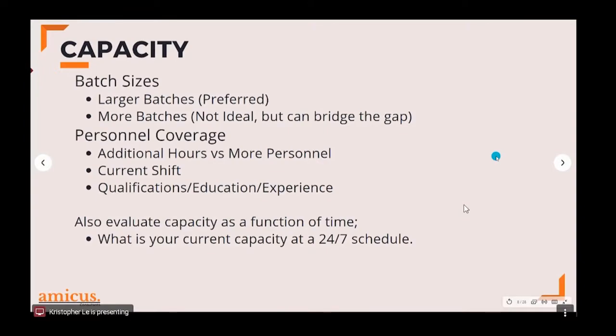All right, so capacity. Capacity is really, you're looking at what your batch sizes are, how many total units you can produce, and it's important, I'll jump to the last line here, that you evaluate your capacity based on 24/7. So there's what is your current production? What are you producing now? And then your capacity is what you can grow into, without any major changes to your facility or adding any equipment. Right? It's purely just additional hours, more personnel.